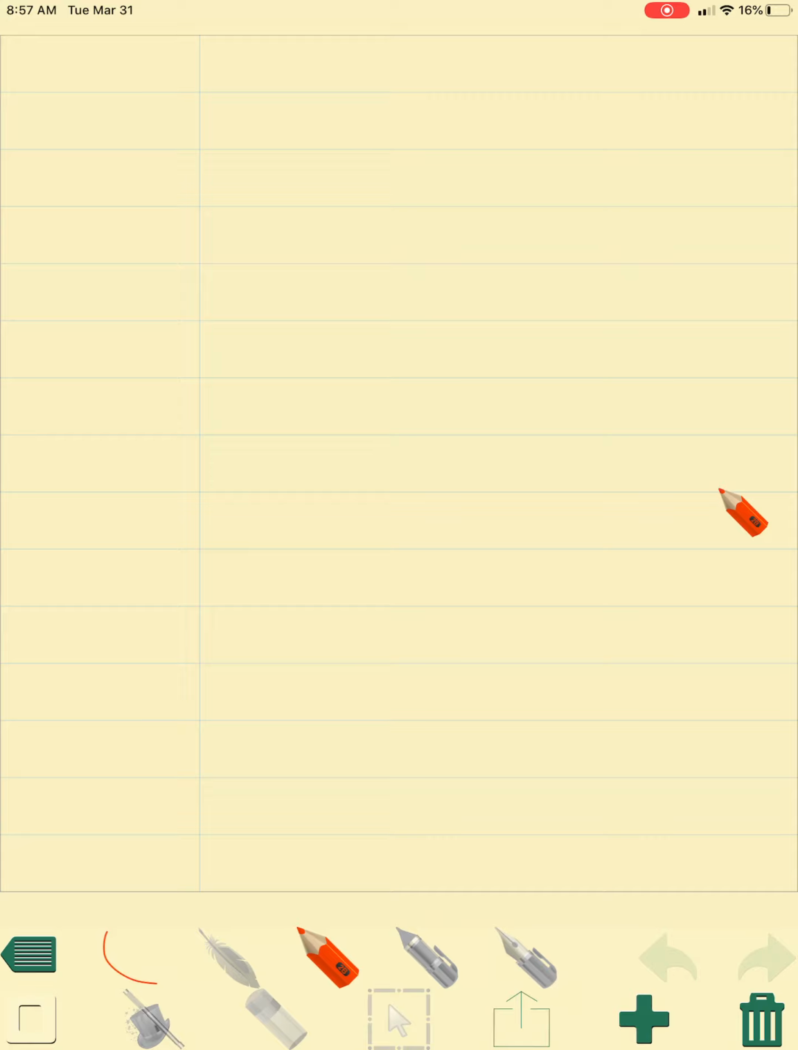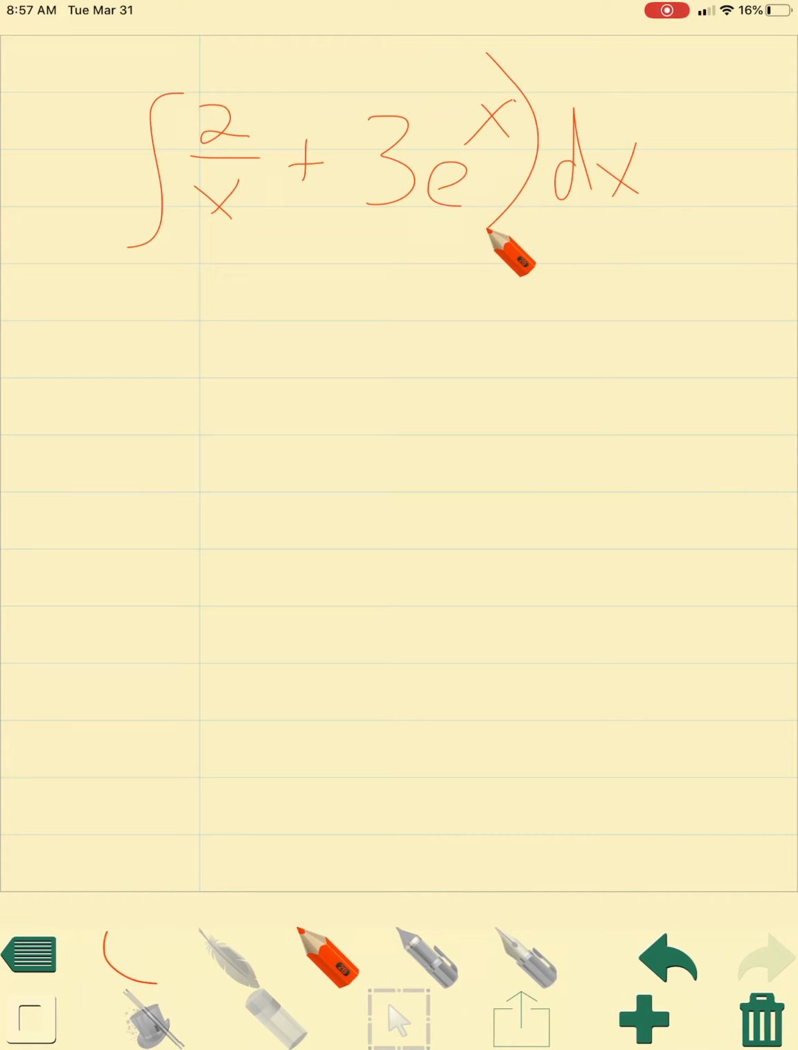Okay, if we look at the next one, I think this one's a pretty good one. If we look at integrating, or looking for the antiderivative of 2 over x plus 3e to the x dx, as I'm doing this, you can actually split these up. So this is the same thing as the integral of 2 over x dx plus the integral of 3 e to the x dx.